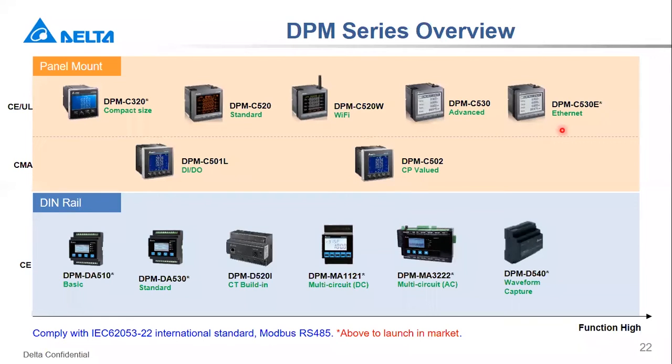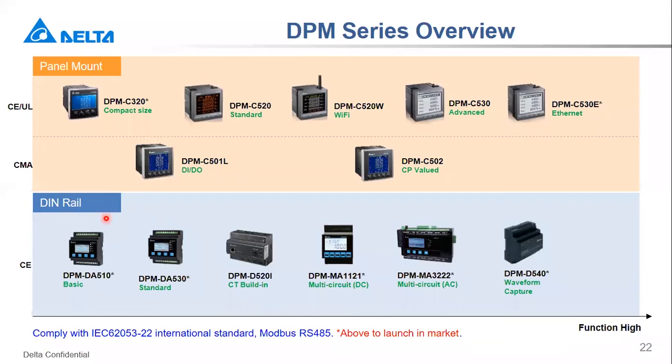And in the next quarter, we will launch the Ethernet type. They have two Ethernet RJ45 ports at the back side. And for the function, it's the same as the C530, but they have two more communication ports. I think it's easy to do the wiring. Just use the daisy chain to link the power meters one by one.